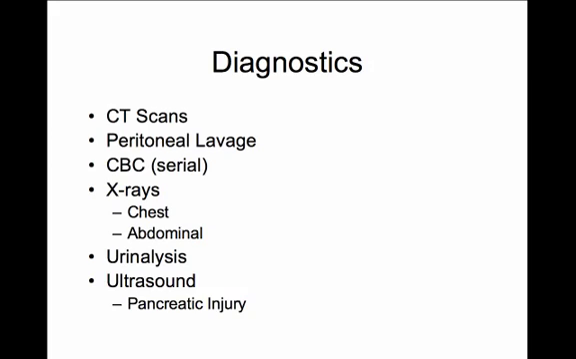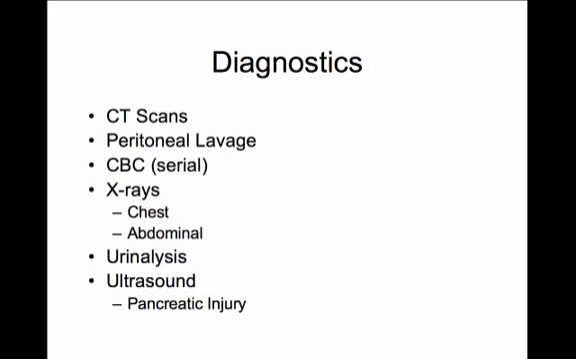In terms of diagnostics for all levels of abdominal trauma, CT scans have pretty much become the standard because they can be done so quickly and they give a lot of information initially. The peritoneal lavage is another diagnostic method. We just don't see it as frequently now that we have CT scans.